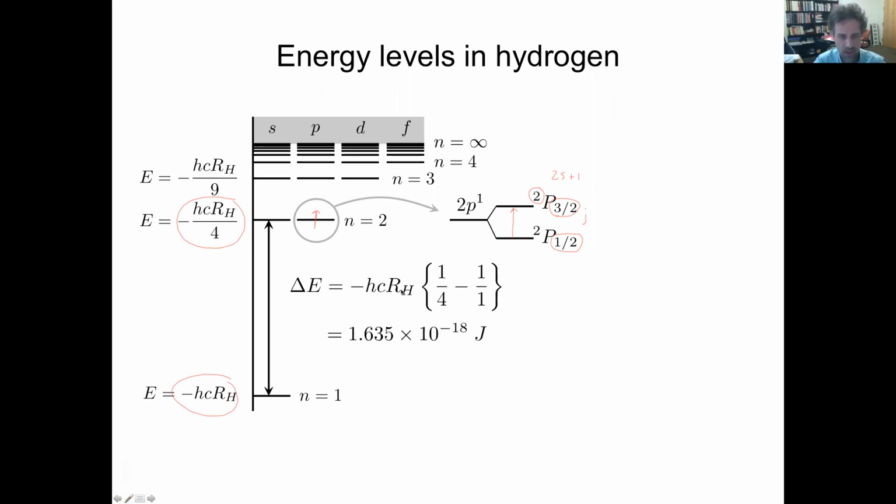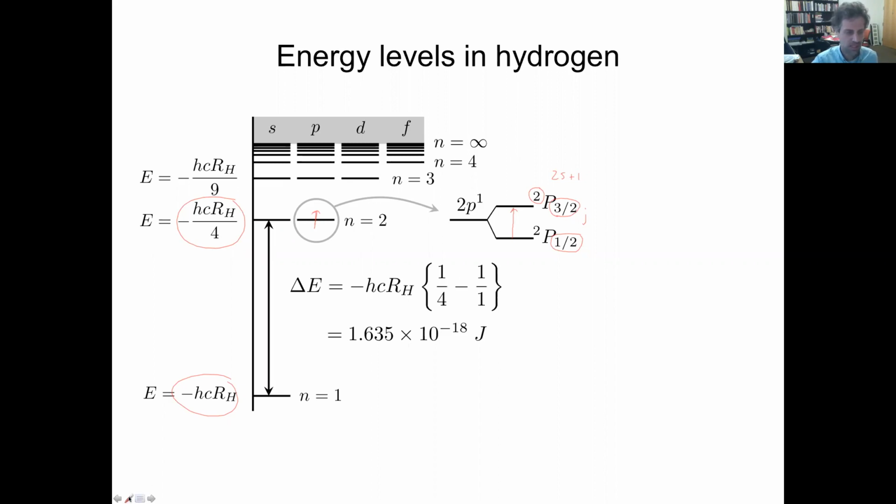We can fill out the numbers because now we have an expression for whatever H times C times RH is. This number, remember from the previous slide, is 2.18 times 10 to the minus 18. This is a very easy computation to do, just 1 over 4 minus 1, and the answer is going to be 1.635 times 10 to the minus 18 joule. So that is the energy difference between n equals 1 and n equals 2.